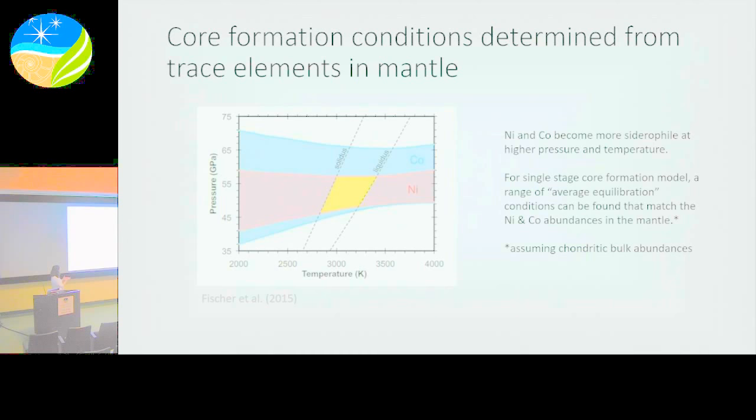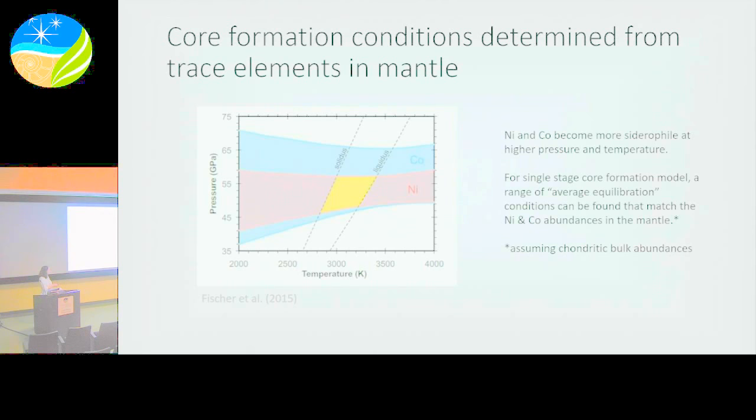So this is a result from Rebecca Fisher. It's for a single-stage core formation model where we're assuming that the entirety of the silicate mantle equilibrated with all of the metallic core, and that gives us this average condition for equilibration in this region between the solidus and liquidus for the silicate. And that gives us pressures at which the equilibration happened between 45 to 55 gigapascals within the magma ocean.